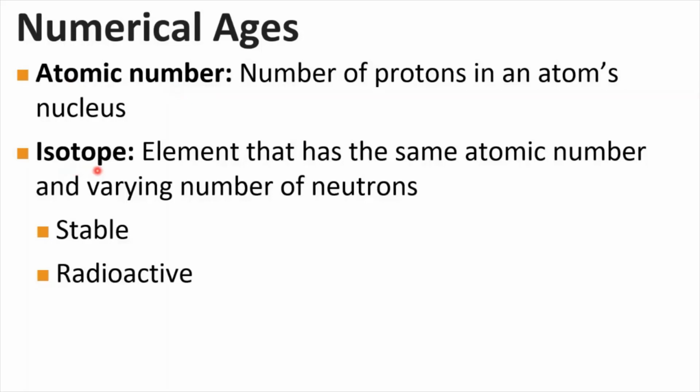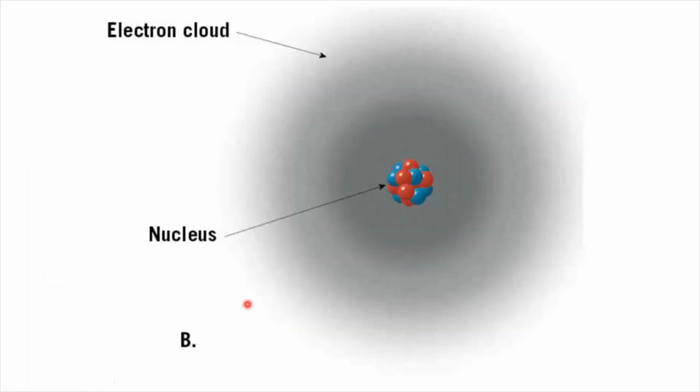And as we talked about before in our climate section, an isotope is an element that has the same atomic number and a varying number of neutrons. So all elements have isotopes, there's just a varying number of neutrons. They're the same element, just a different number of neutrons. And there are stable isotopes, which we talked about before in our climate section. Those don't decay. And then there are our radioactive isotopes, and those do decay and break down. Again, our protons and our neutrons are in the atom's nucleus, and surrounding that are our electrons.